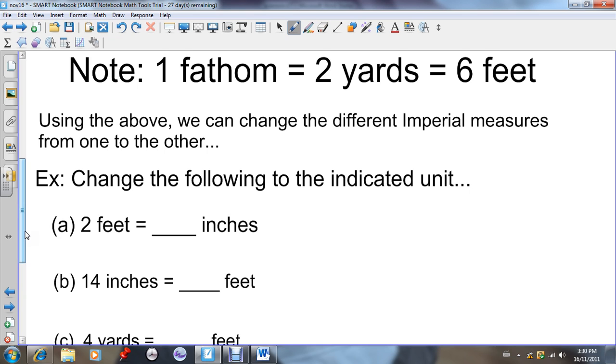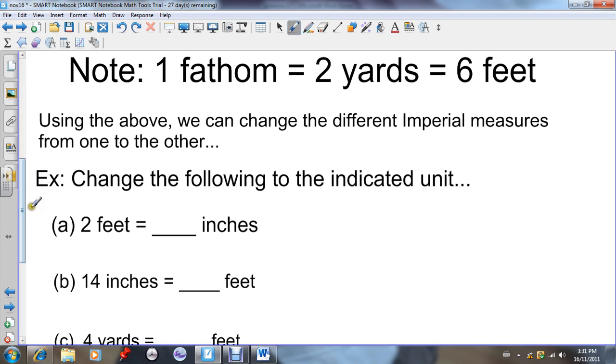This is what fisher people used years ago when it came to setting nets. Since 1 fathom is 2 yards, we know it's 6 feet, because in a yard there's 3 feet, so 2 yards must be 2 times 3, which is 6 feet.